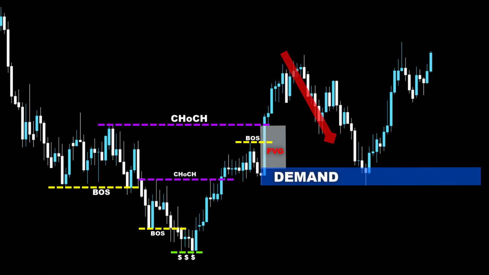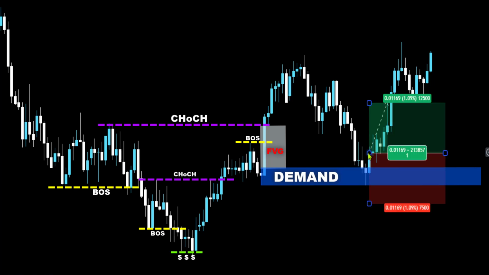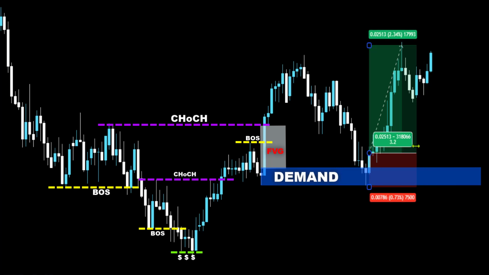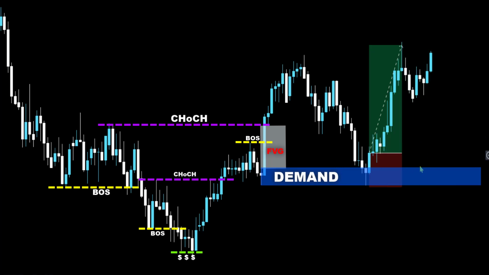Then, when the price pulled back to the demand zone, you can see that the price formed this long wick rejection and a strong bullish candle, confirming your bias. And you could have placed a long trade at the close of this bullish candle and set your stop loss just below your demand zone, and then extend your profit target up to this level right here, which is equivalent to a 3:1 risk to reward ratio.